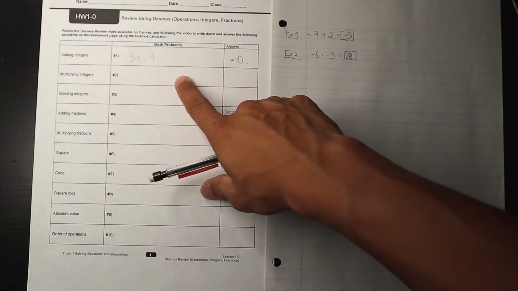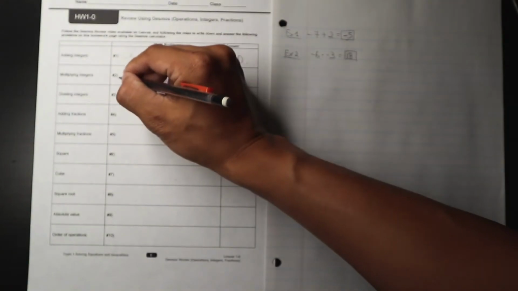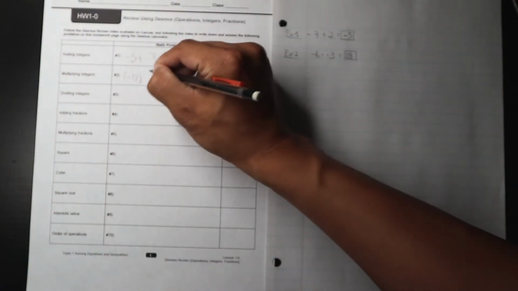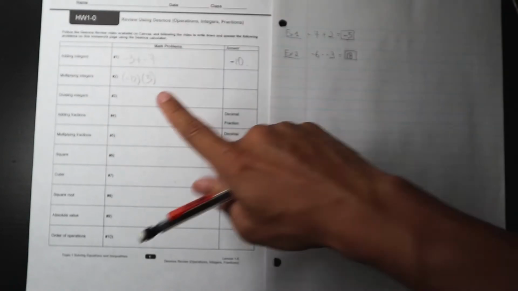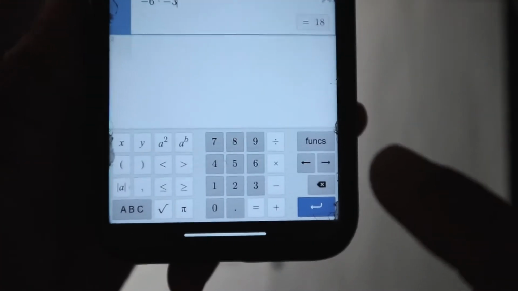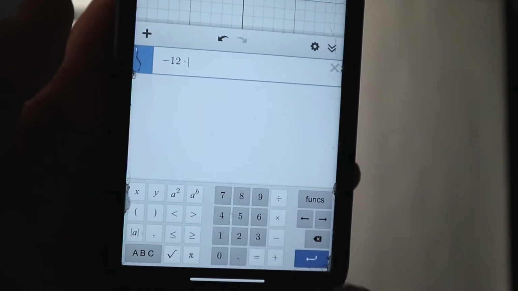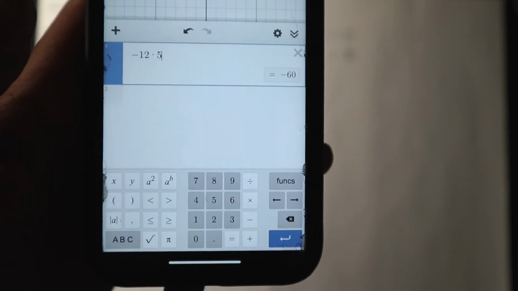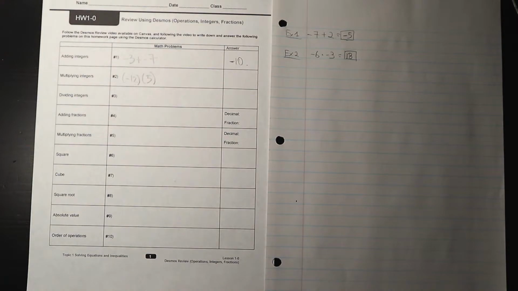Well, for problem number 2, I want you to write down the following. What is negative 12 multiplied by positive 5? Okay, and I want you to type it in. So in other words, you put negative 12 times positive 5, and then I want you to write your answer over there, please. Is it a positive answer or is it a negative answer?